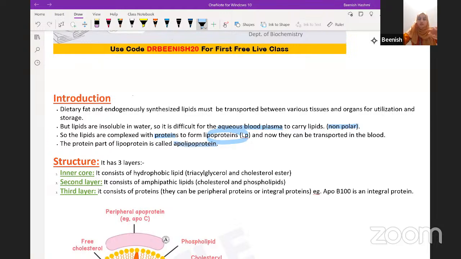Okay. So what are we saying? That in order to transport lipids in our body, we are complexing them with proteins. The resultant structure is known as lipoprotein, and in this lipoprotein, the protein part is called apolipoprotein. So that was a brief introduction to lipoproteins, that is, what lipoproteins are.